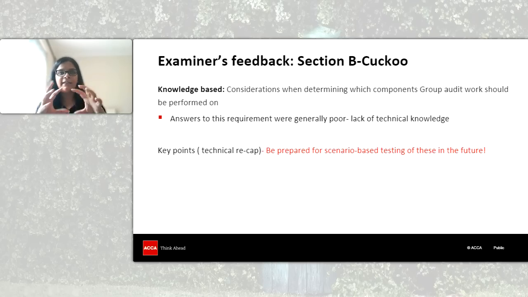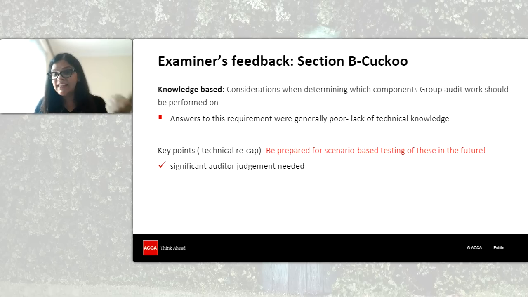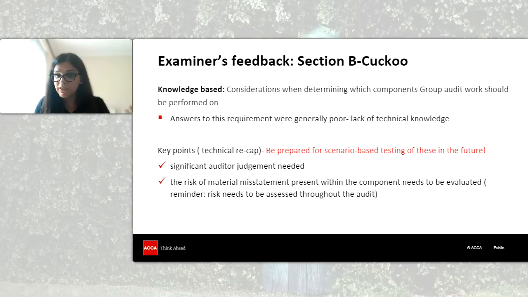The idea is you're the group auditor, you have different components. So you have joint ventures, subsidiaries, associates, shared service centers, branches, etc. You have to identify which of these components I need to work on in detail. So the question was, what is the criteria that you use to do this evaluation? See if this requires judgment.